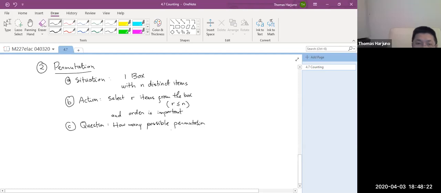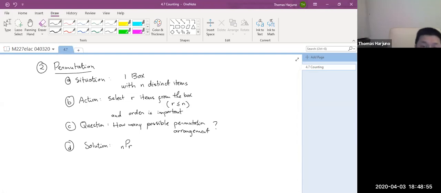How many possible permutations or arrangements? And the answer, the solution, is nPr. Now I will teach you how to use this on your calculator very soon. But let's see an example first.